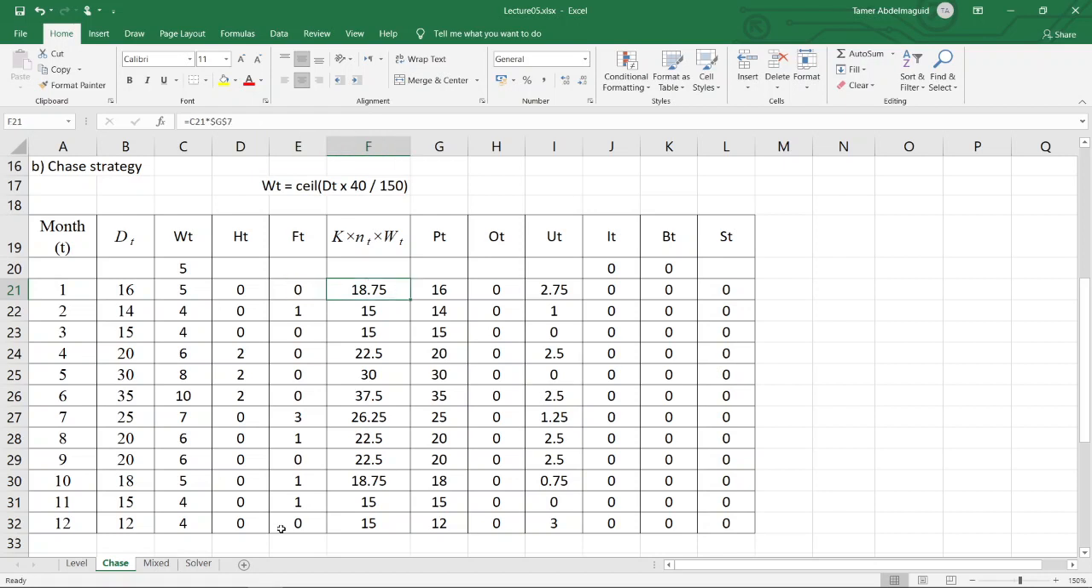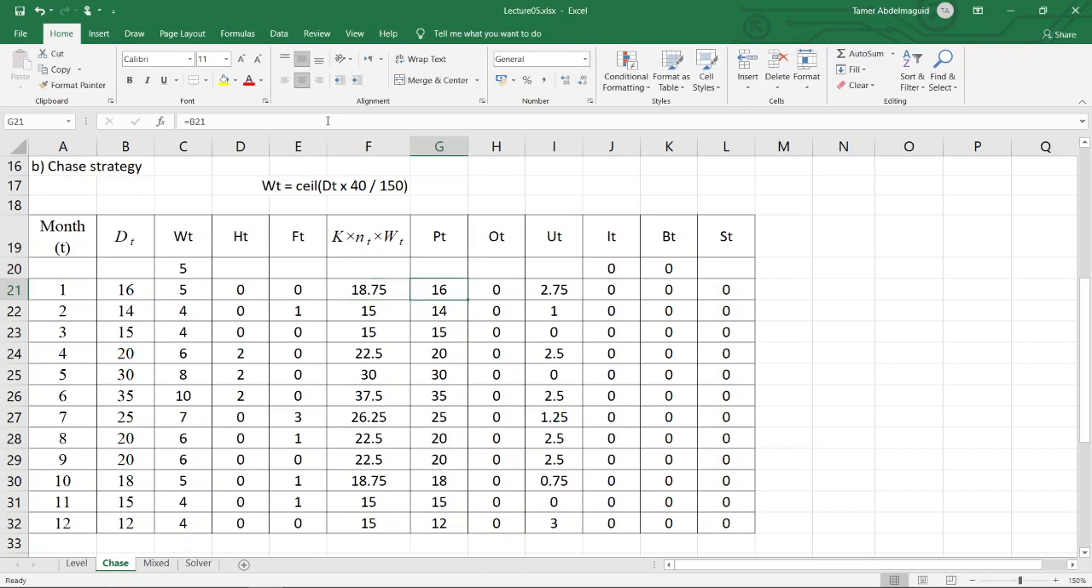Next, based on the calculated value of W sub t, I calculate the production capacity, which is K times N sub t times W sub t. And again, this represents the total number of aggregate units that is made available in each month by the number of workers that we have decided.